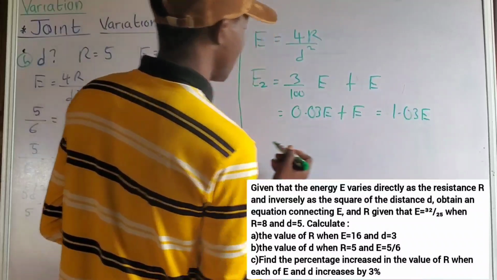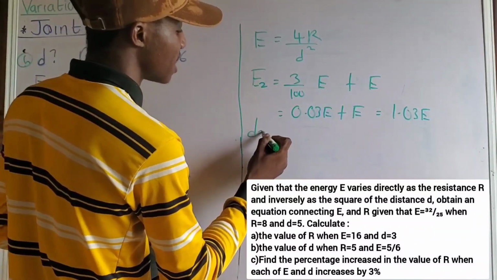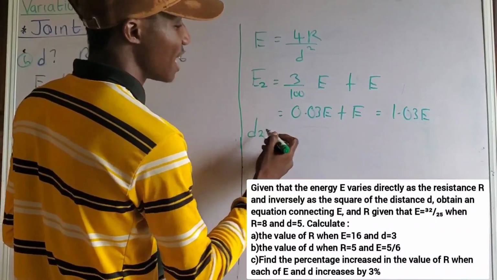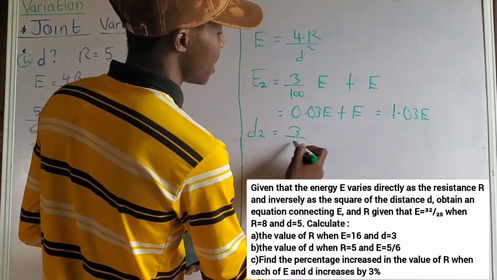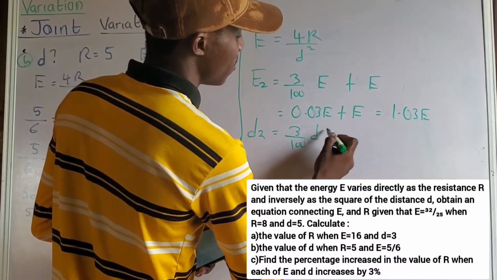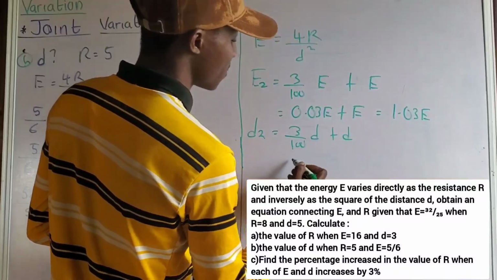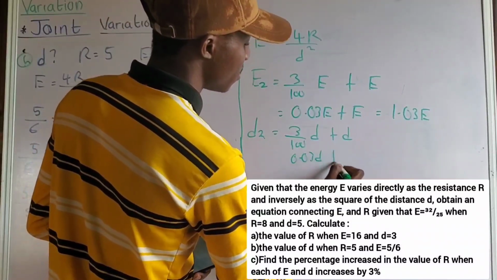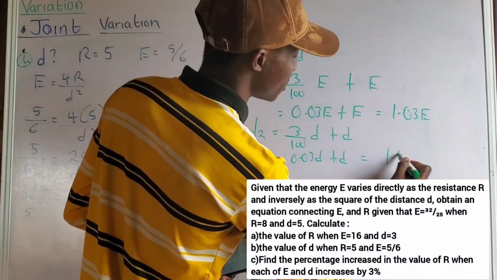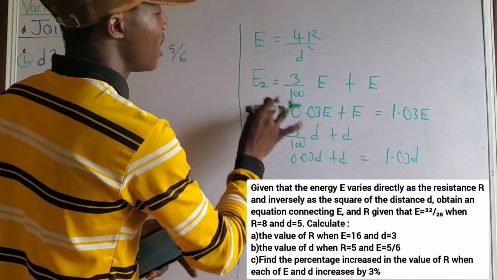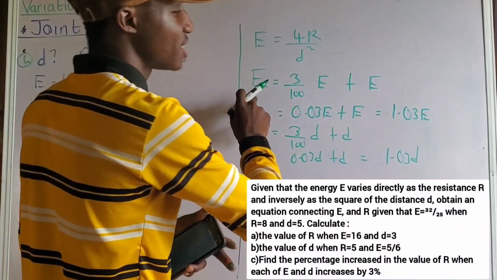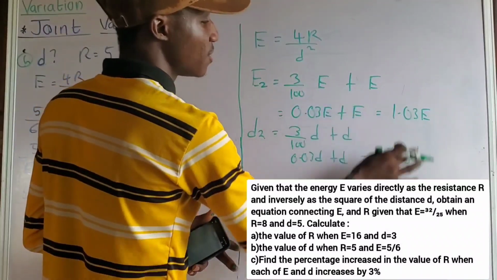1.03e. Now d also increases by 3%, so let's call it d2. It doesn't matter. So d2 equals 3% of d plus d itself. So I'm going to have 0.03d plus d. That will give us 1.03d. Now this is the increment. When e and d increase from the initial values by 3%, it gives us this and this.